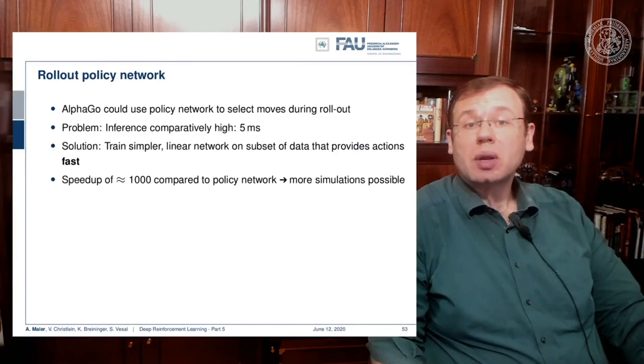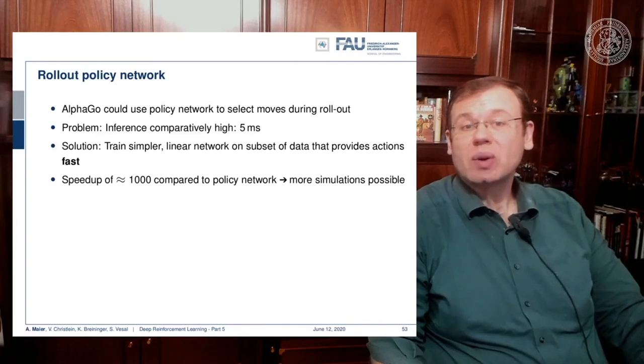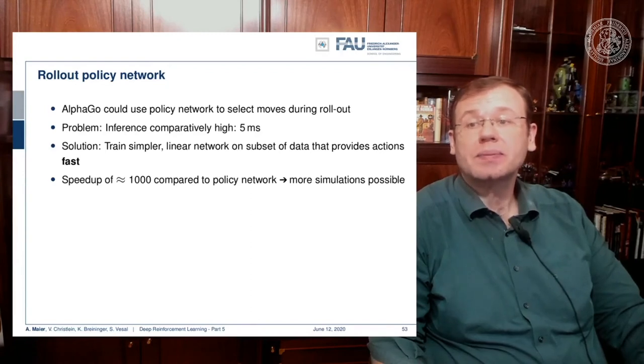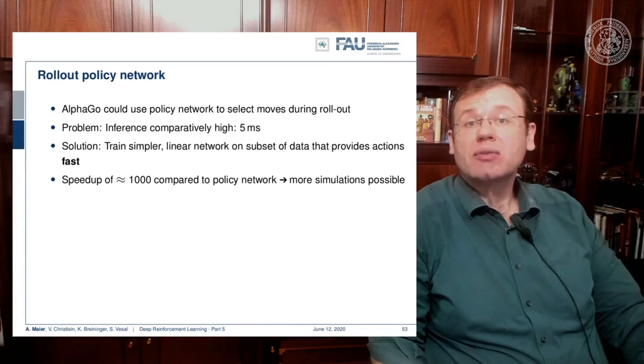Then they have the rollout policy network that could then be used to select the moves during rollout. Of course, here the problem is that the inference cost is comparatively high, and the solution was to train a simpler linear network on a subset of the data that provides actions very quickly. So this led to a speed up of approximately 1,000 compared to the policy network. So if you work with this rollout policy network, then you have a slimmer network, but it's much faster. And so you can do more simulations and collect more experience. So this is why they use this rollout policy network. Now, there was quite a bit of supervised learning involved here.